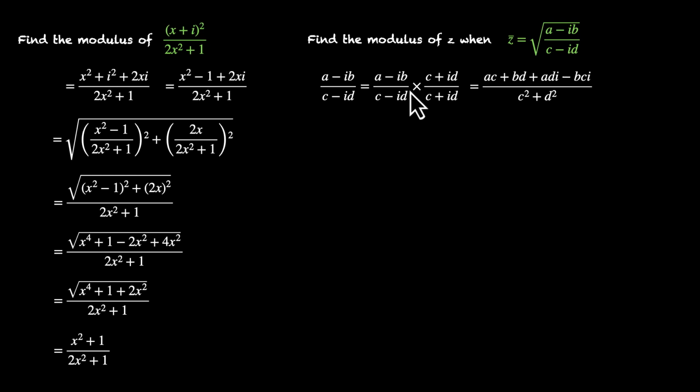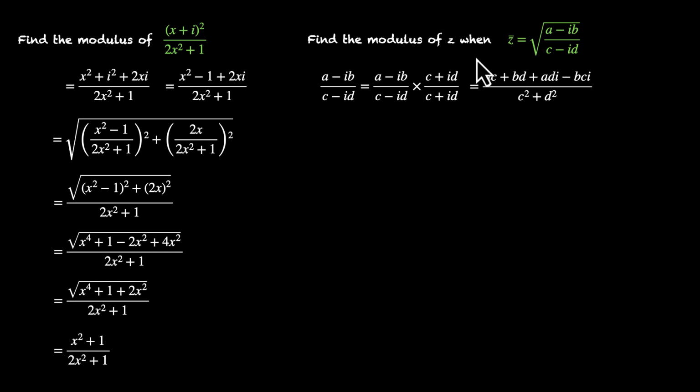And then the imaginary parts, minus ib times c, that's going to be minus bci. And then a times id, that's going to be adi. So we have these four terms in the numerator: ac + bd, that's the real part, and then adi − bci. What's in the denominator? We have (c − id)(c + id), so (a + b)(a − b) is a² − b². This is c² − i²d². i² is minus 1, minus minus plus. This becomes c² + d². So the denominator is real and the numerator has real and imaginary parts.